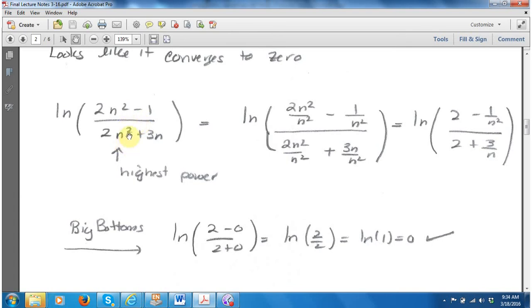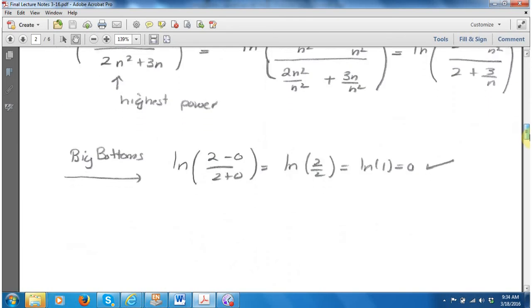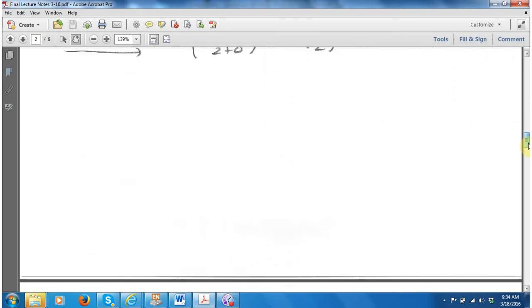The highest power of the inside is n squared. So this is all routine to everybody in the class. We just divide through every term by n squared. So I'm left with this natural log of this expression. Now I let n go to infinity and I get this piece goes to 0 and this piece goes to 0. So I get big bottoms go to 0. We get natural log of 2 over 2, but that's natural log of 1. And in case you forget, type it on your calculator. Natural log of 1 is 0. So I get a match.